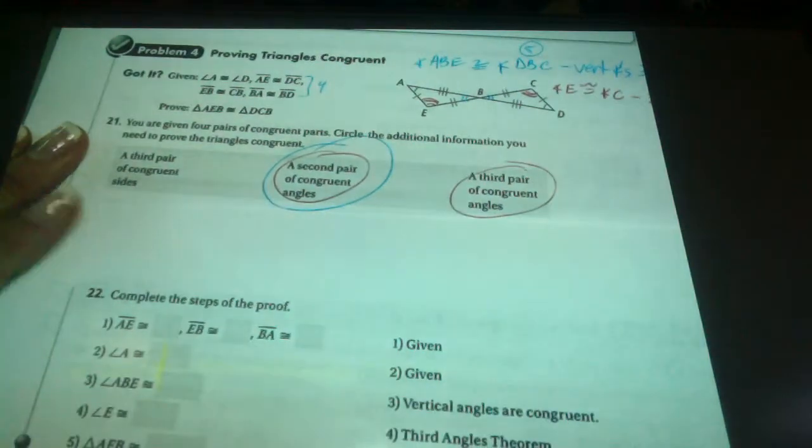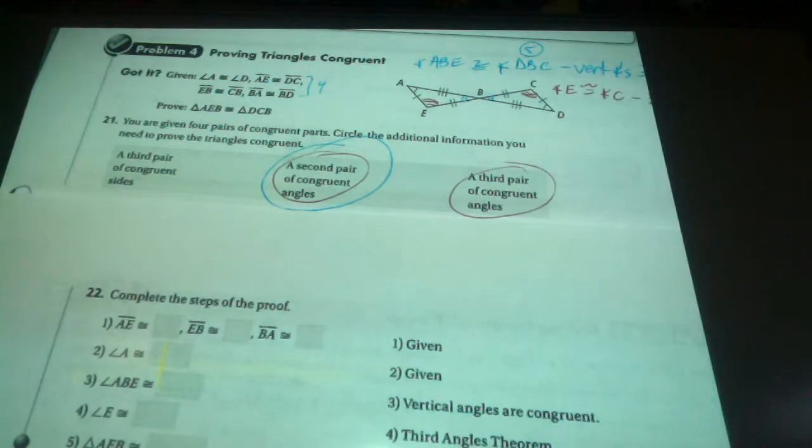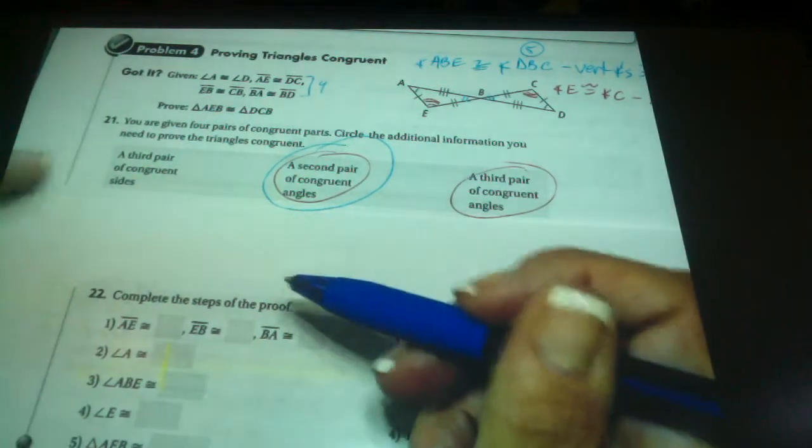All right, so they've given you all the reasons. You have to come up with part of the statements here. So complete the steps of the proof. They put all the sides together in one given and all the angles in another given. It's not necessary to do that, but if they just chose to do that, that's fine. So just finish off what they gave you.